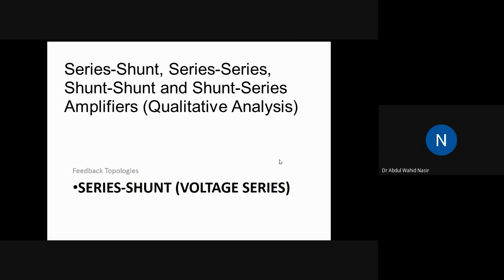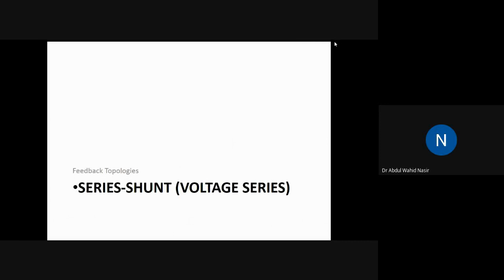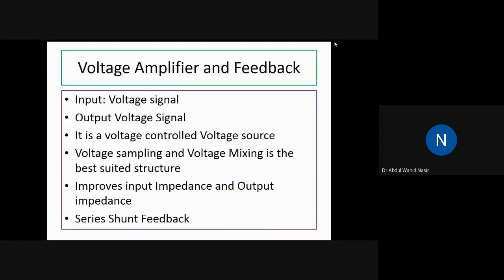Okay, students, now we'll have a discussion on the series-shunt feedback amplifier. So what are the characteristics of the voltage amplifier, or series-shunt amplifier? Here the input is a voltage signal only, and the output will be a voltage signal. This amplifier is also considered a voltage-controlled voltage source. You are controlling the input voltage to control the output voltage.